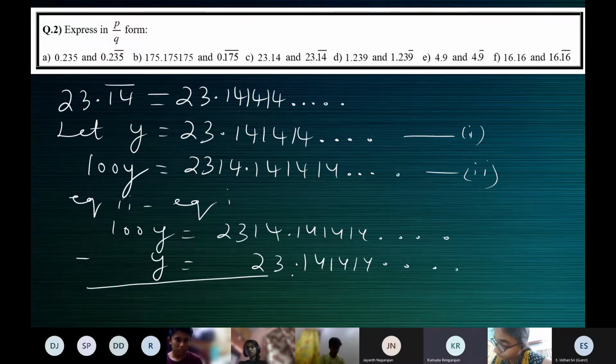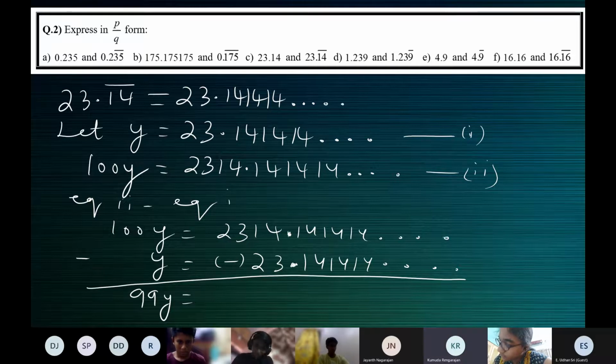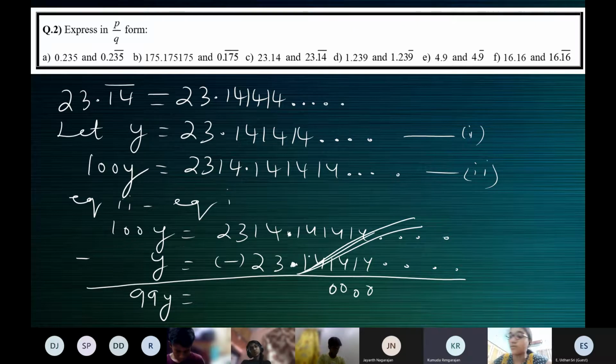So now we need to subtract these two equations. 100y minus y is 99y is equal to, here after the decimal, write the numbers carefully. The decimal points must fall one below the other. Now after the decimal point, we have the same thing in both the cases. So they get cancelled, like 1 minus 1, 0, 4 minus 4, 0, 1 minus 1, 0. So you can just eliminate the portions after the decimal point. Now here, when you subtract 4 minus 3 is 1, and this is 11, 11 minus 2 is 9, and this is 2, and this is 2.